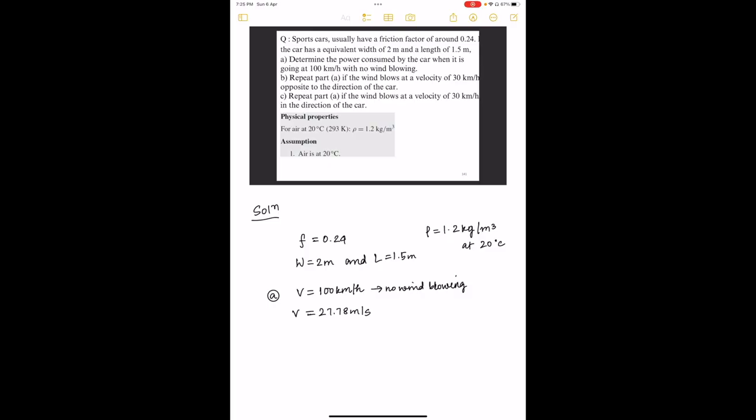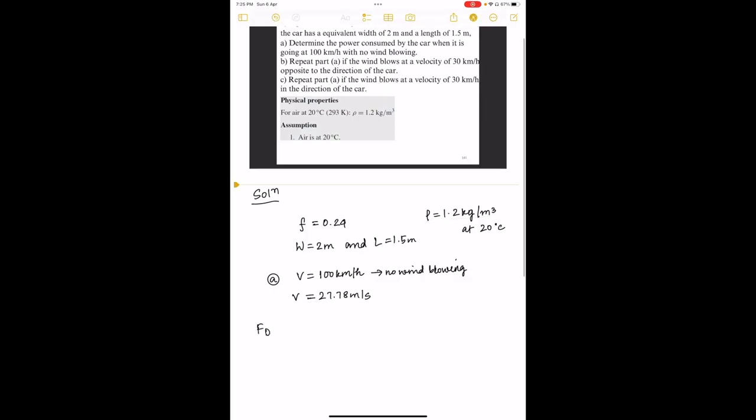So we know that FD equals ACH half rho VCH square into the average friction factor, that is given in the question as 0.24. This we have derived in the previous slides. Now we also know power P or W equals FD into VCH. So for question part A, we need to find out what FD is.